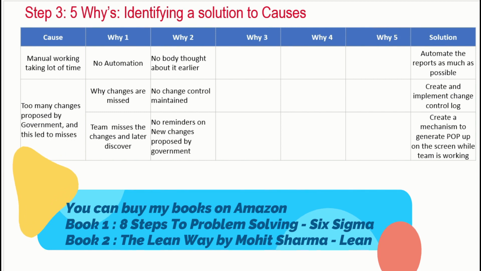The first one was manual working taking a lot of time. So why manual working? Because there was no automation. Why was there no automation? Because nobody ever thought of doing that earlier. And now the solution is to automate the reports as much as possible.